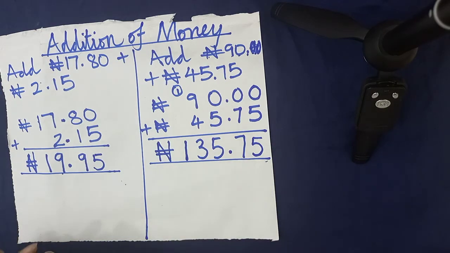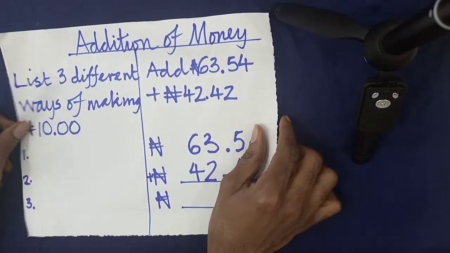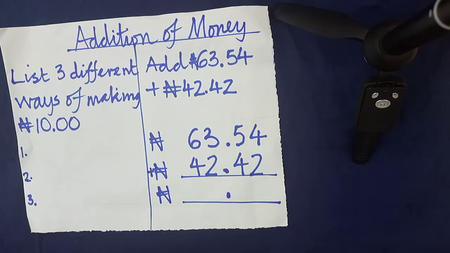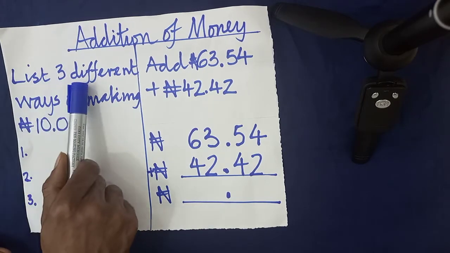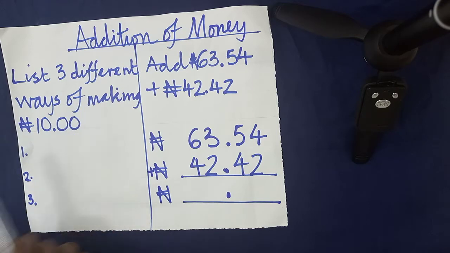Okay, good. Now let's move on to the next. All right, here we have a slightly different question from the one we've been doing. It involves addition, but it requires us to think. Now, list 3 different ways of making 10 naira. Okay, 3 different ways we can add up money to give us 10 naira.